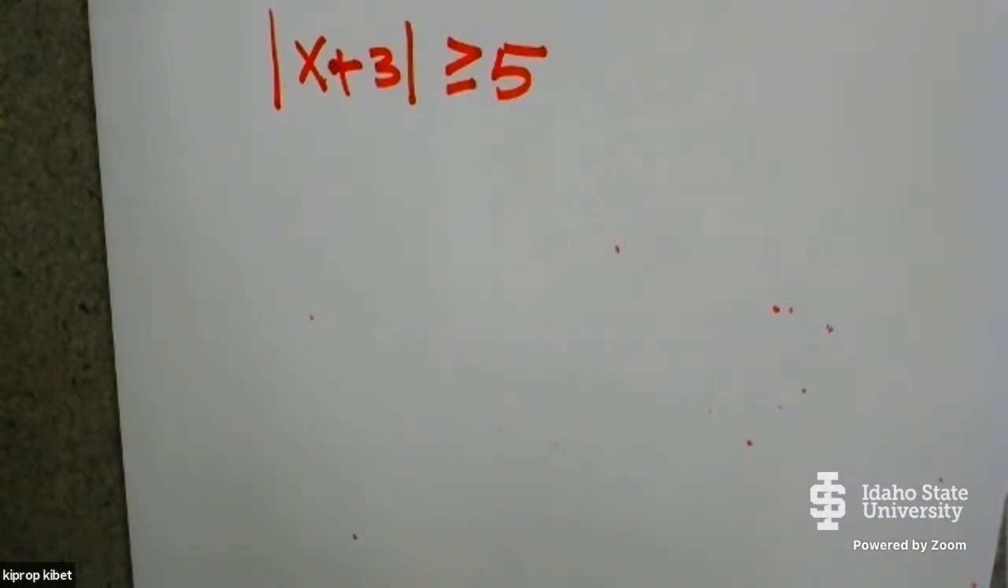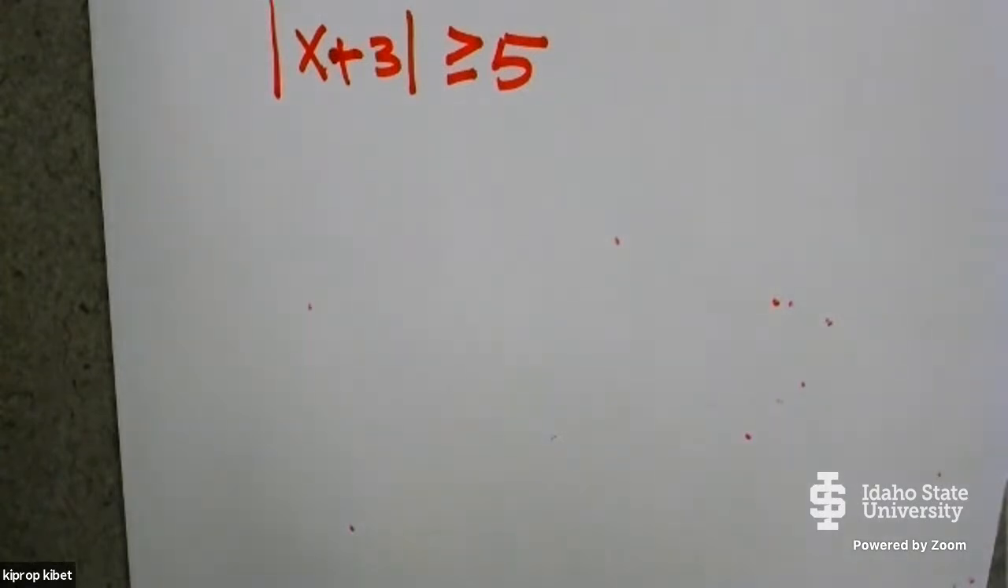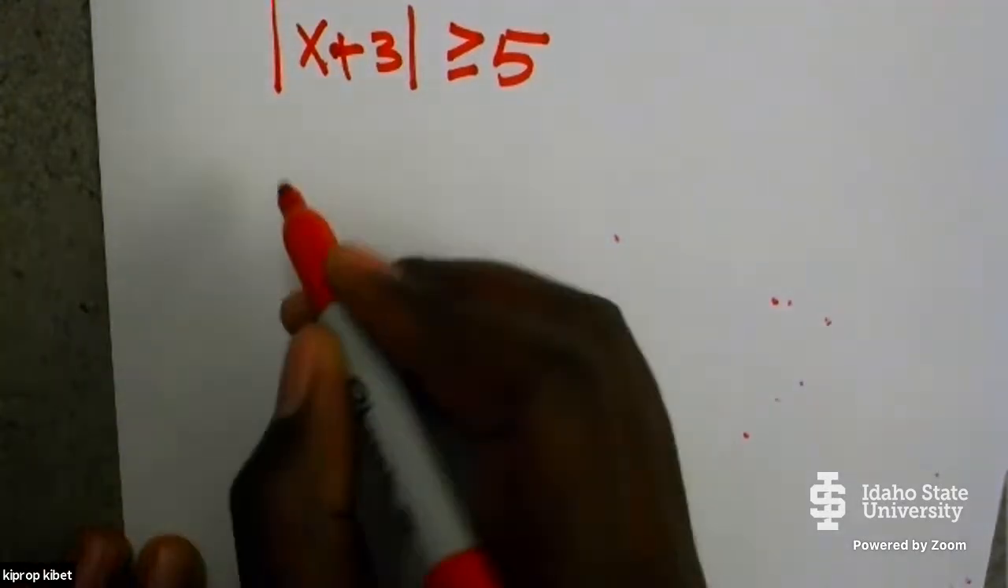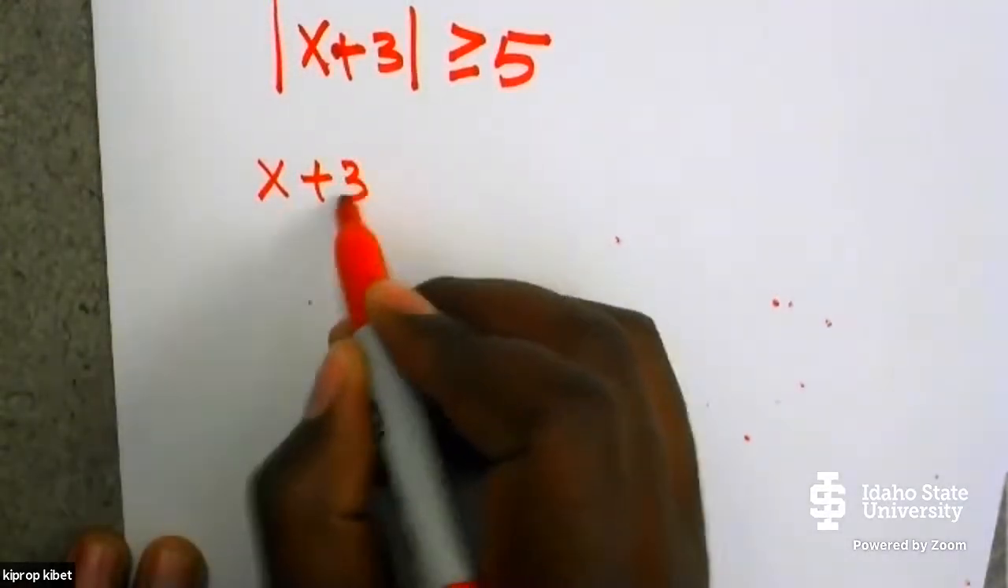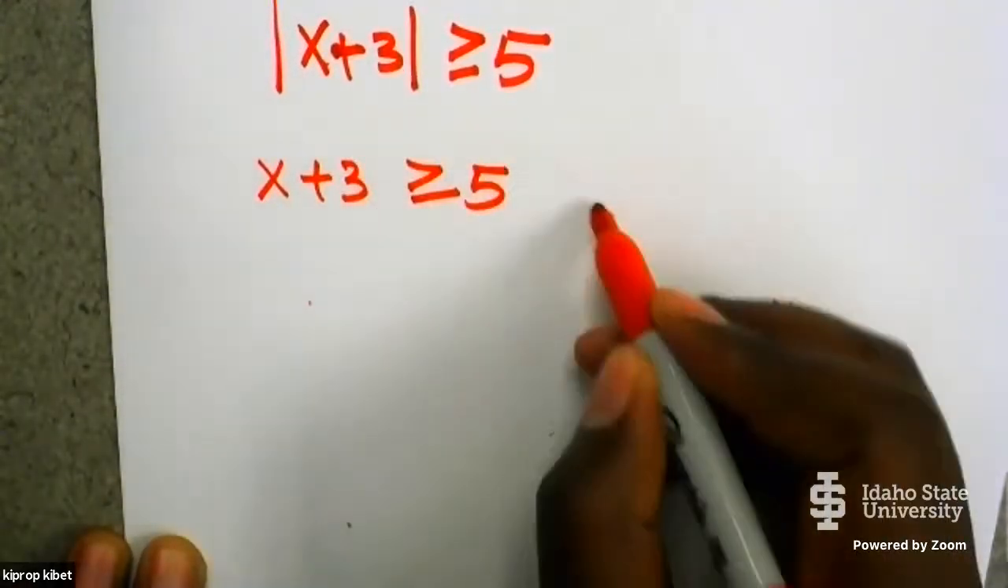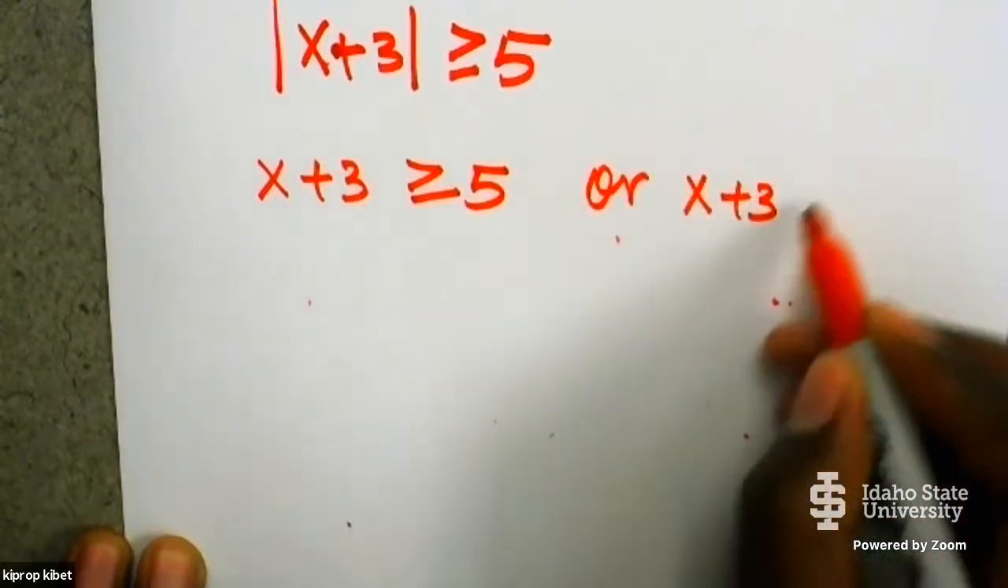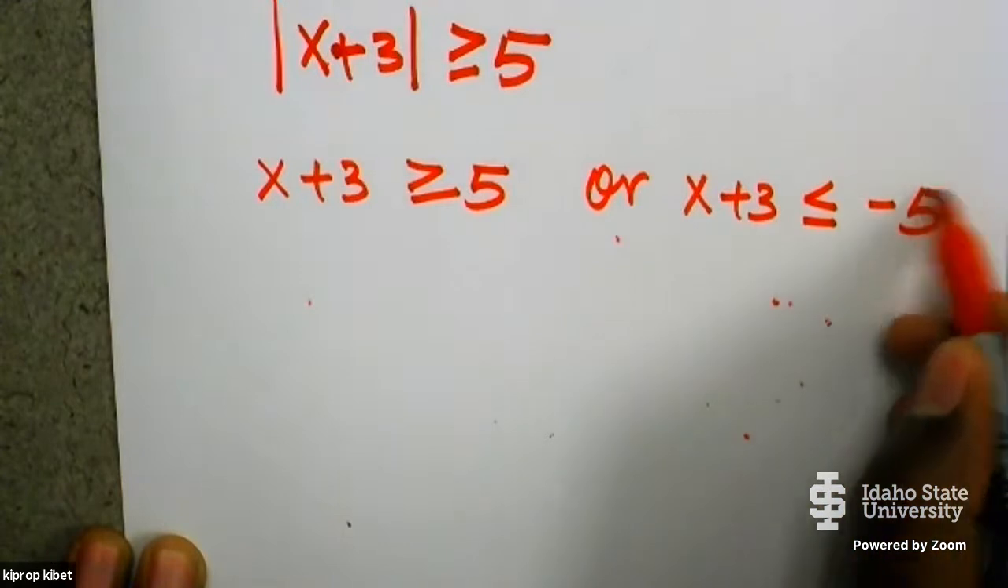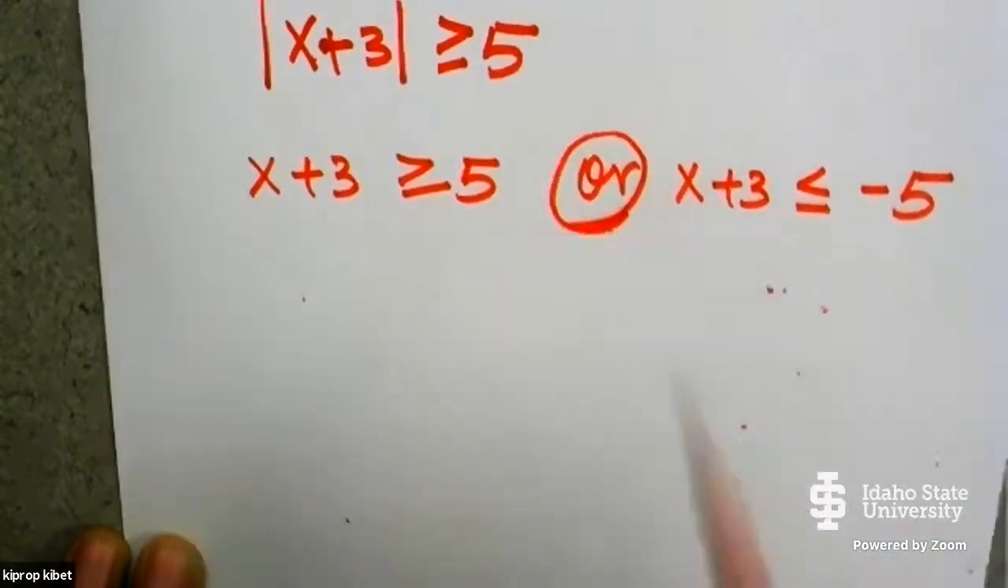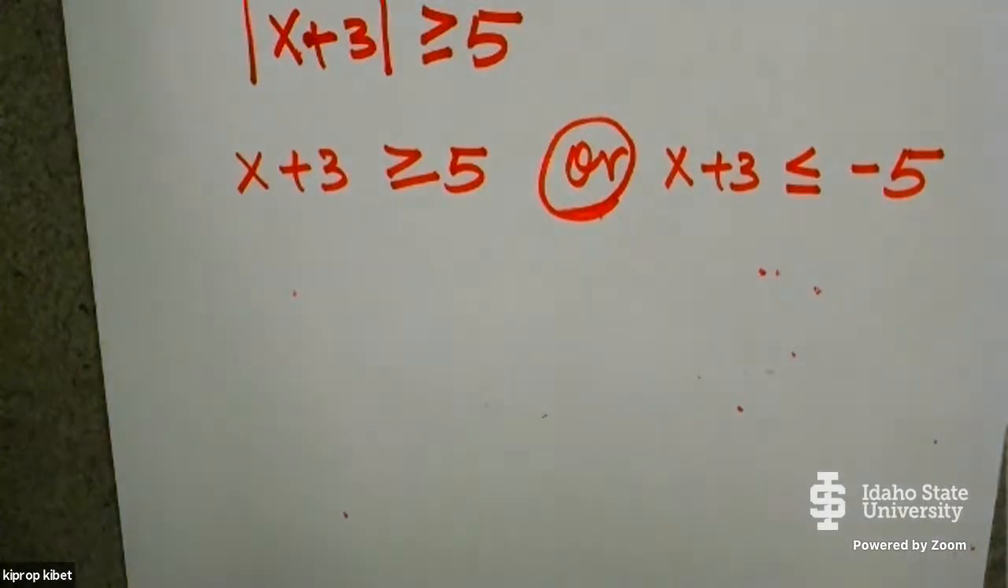First of all, you write this into formula. So we know that this one is greater or equals to 5. If it is greater, then that is odd. So if this one is odd, then that means x plus 3 is greater than or equals to 5, or x plus 3 is less or equals to minus 5. So there is 4.